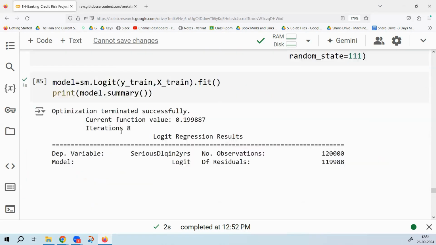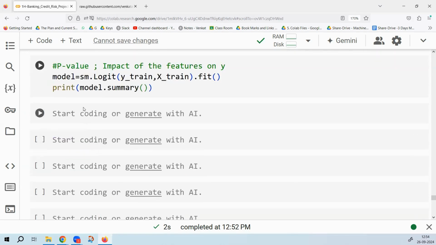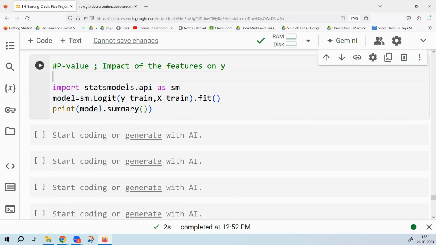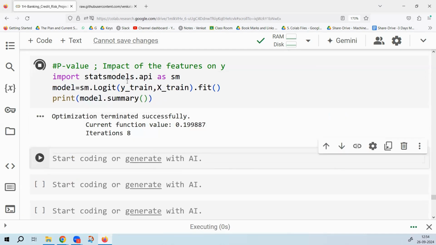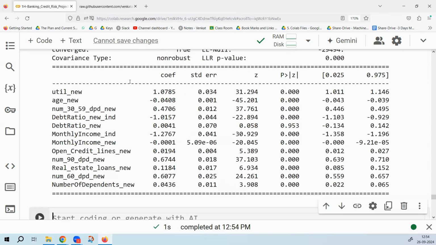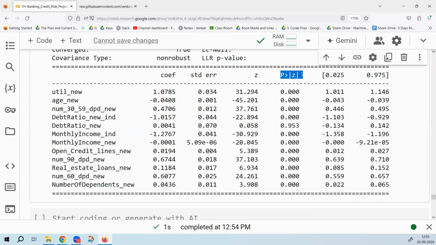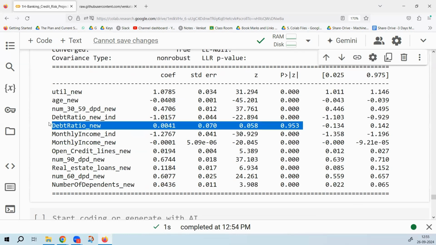SM. Just to be on the safe side, I'm also importing this. So based on the p-value, how do you pick and choose the variables? Less than 0.05 should be kept, greater than 0.05 should be dropped. What is the variable that is having greater than 0.05 p-value? Where is the p-value? Here is debt ratio new p-value. Debt ratio new is the variable that needs to be dropped.